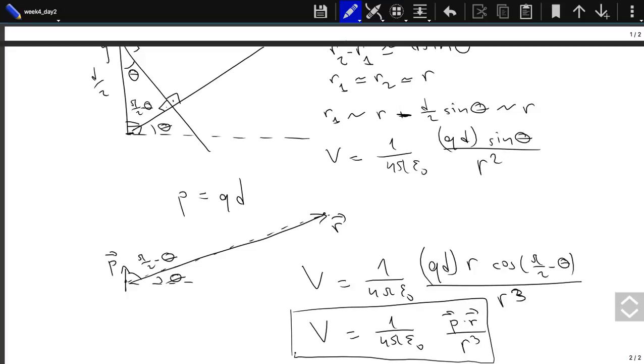Well, here I have r squared. I just multiply the numerator and denominator by r. There is no r over here. There is one here. So I just think there is another one over there.